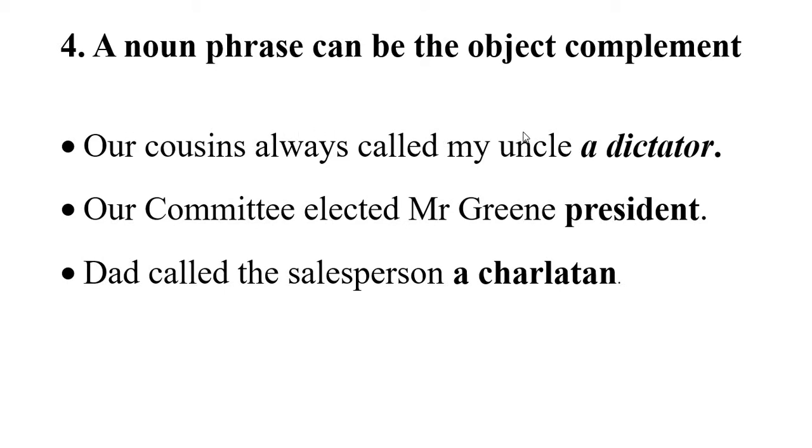Our cousins always called my uncle a dictator. This is my English sentence. It's a complete sentence, full sentence, correct? It starts with a subject, our cousins, and a verb called. And here, what is my uncle? It's, of course, a noun phrase, but I want to know the function. Its function is here direct object, because here I can just simply ask, our cousins always called who? My uncle. It is direct object.